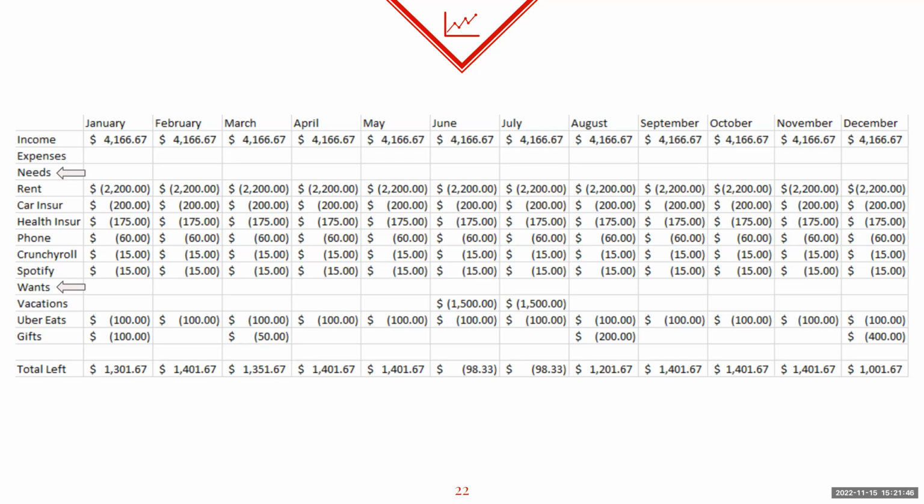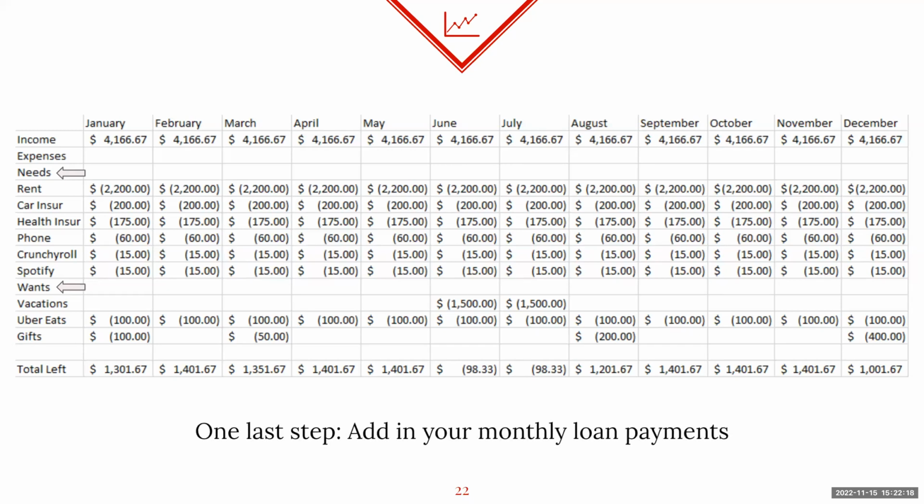And obviously you have to account for your friends and family's birthdays and maybe even Christmas gifts. And you can see that now we're starting to fall into the negatives in some of those months, especially during the summer months. But here is what your budget looks like for your year. You can see where your income's coming in and where it's being allocated through each of your expenses, and how much that leaves you with each month to allocate to whatever you want to do during those months. But we need to add in our monthly loan payments to see how that really affects our budget.